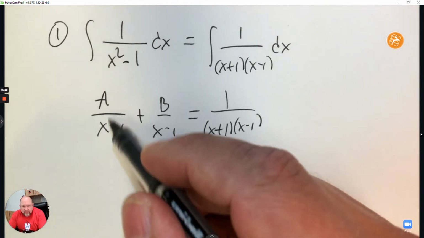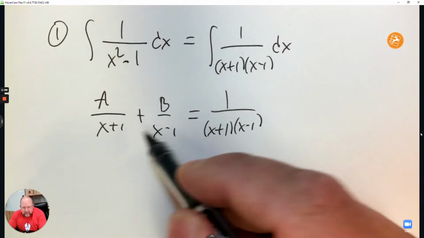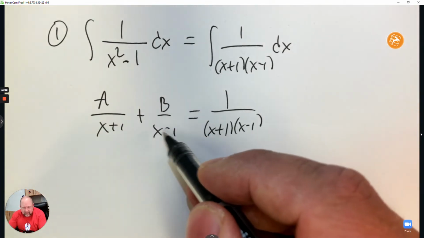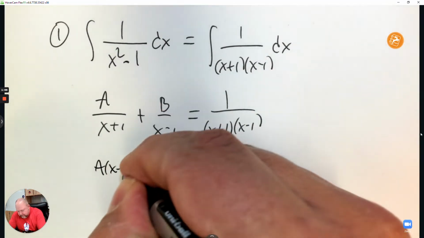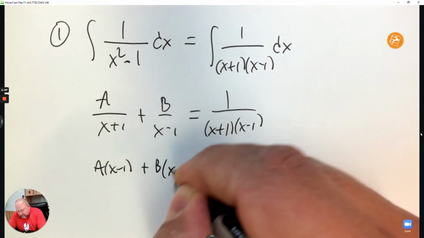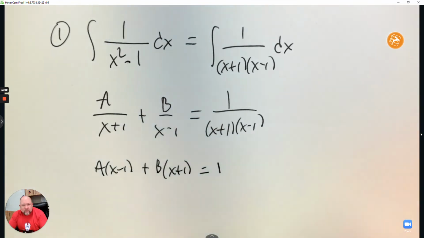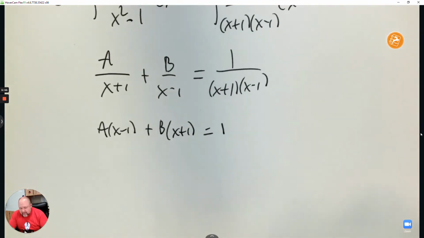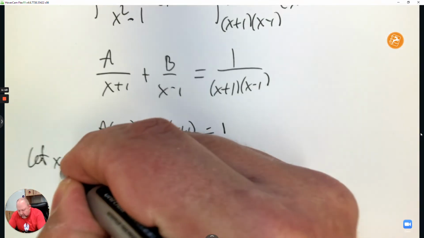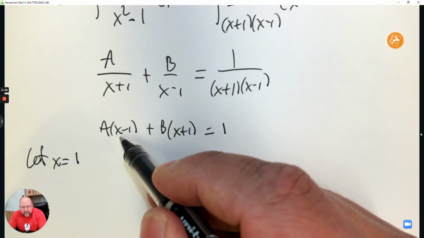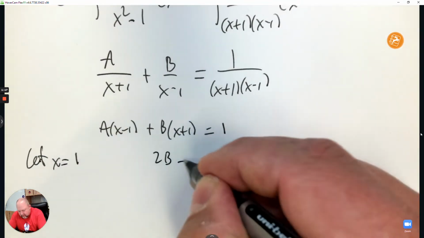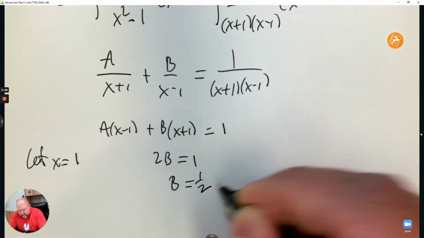So if I was going to make common denominators, I'd have to multiply the first fraction by x subtract 1, top and bottom. The second one would be x plus 1, top and bottom, and I'm going to make that equal to 1. Next, I'm going to let x equal positive 1. That will make it 2b equals 1, and when I divide, b is equal to 1/2.